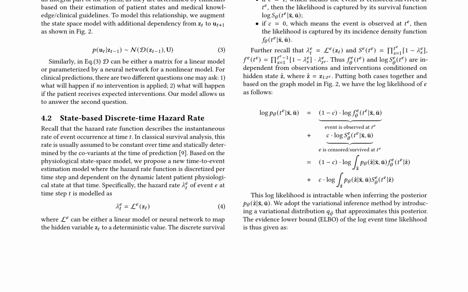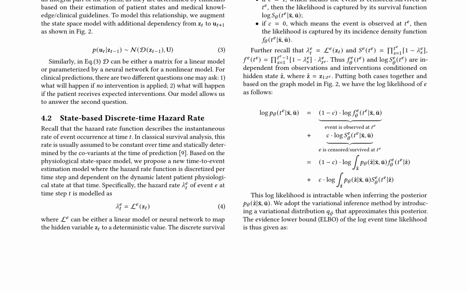This ELBO is used to train the model parameters theta = {A, B, C, D, l_e, e element of E}. The authors assume time invariant process and measurement noise covariance matrices Q and R. The model can be extended to nonlinear state space models by parameterizing A, B, C, and D via deep neural networks. The novelty of this approach lies in joint time-to-event prediction of multiple clinical events and capturing the relationship between the patient state and interventions.